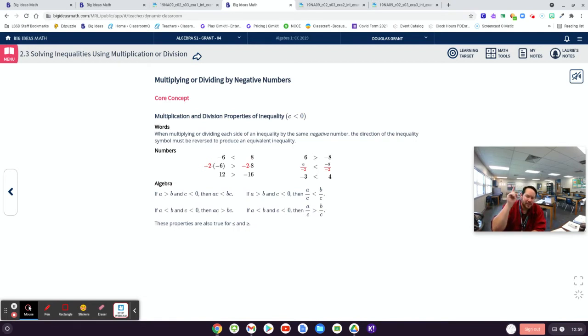Super important. This would be worth writing down some notes on these. Okay, so I would just jot down multiplication division properties of inequalities for negative numbers, and then put these examples down.